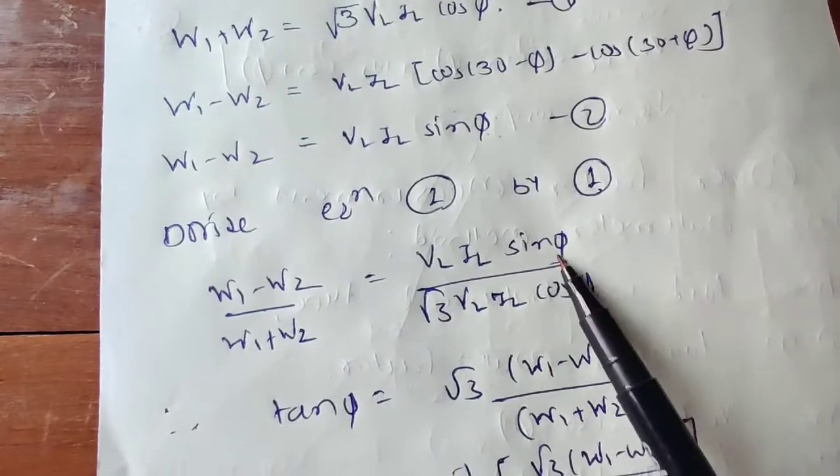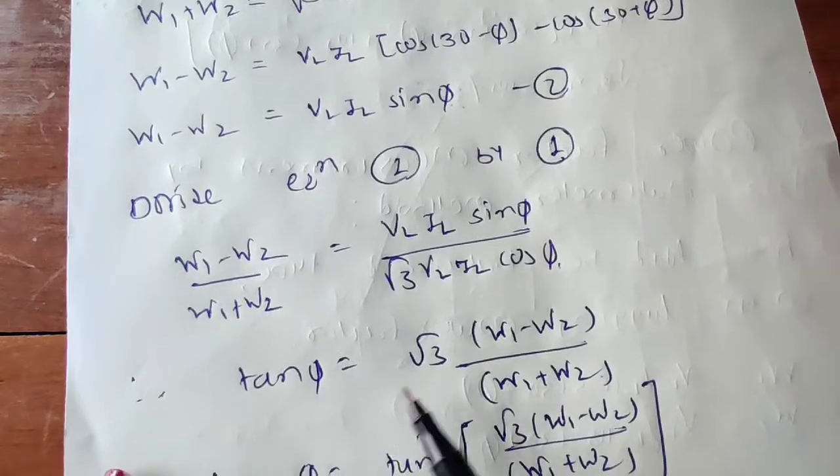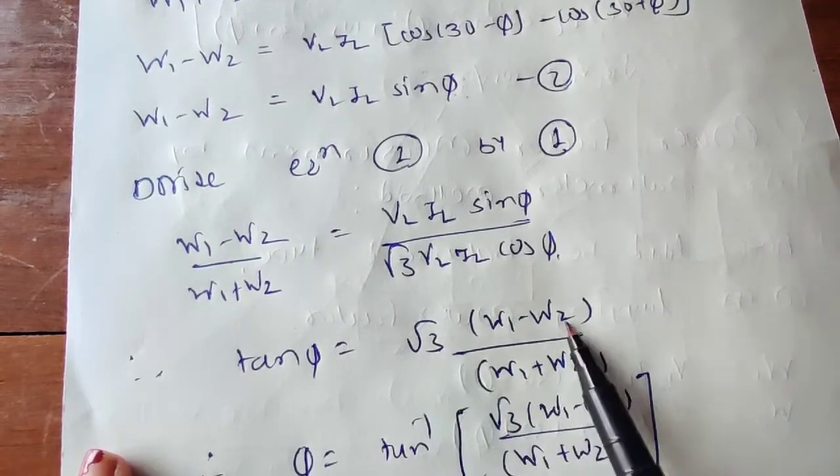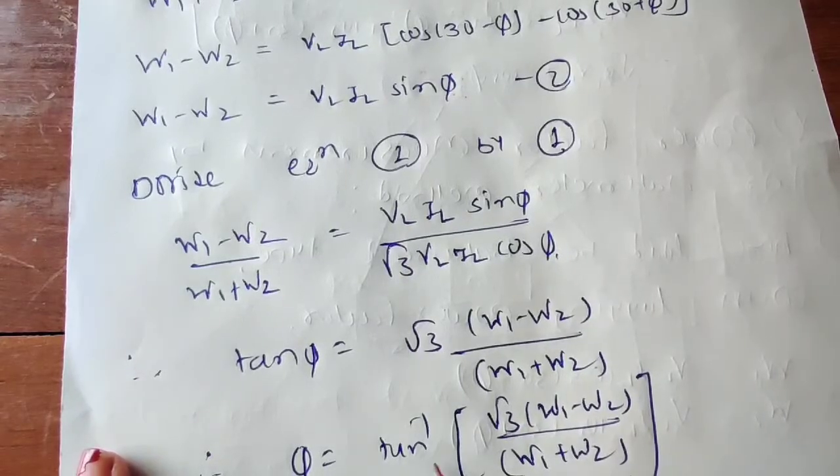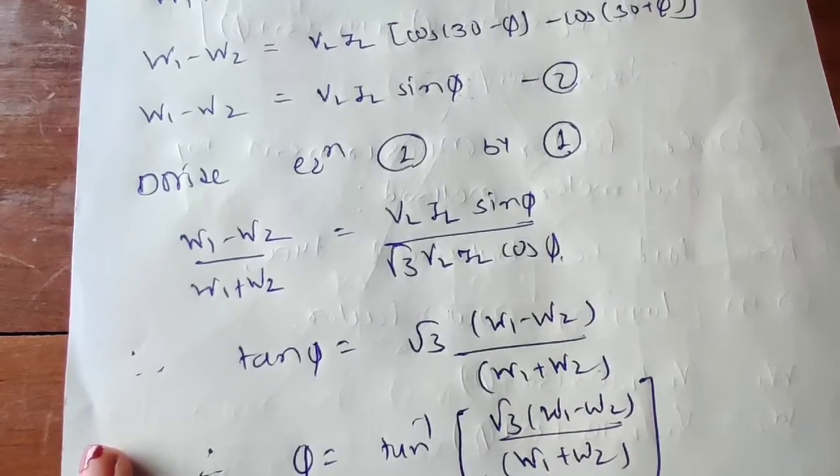So tan phi is equal to root 3 times (W1 minus W2) divided by (W1 plus W2). So phi is equal to tan inverse of this particular quantity.